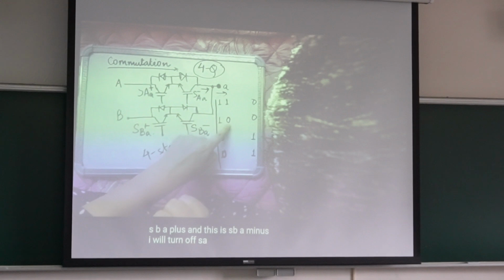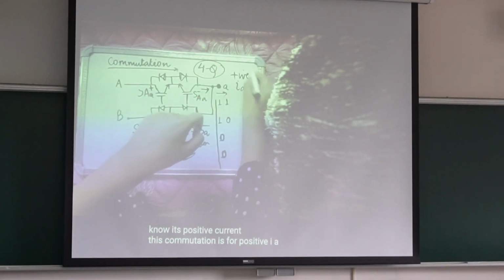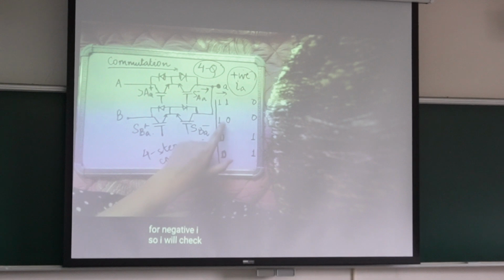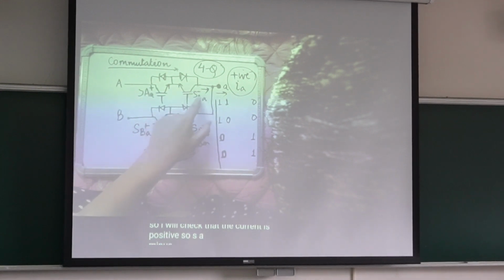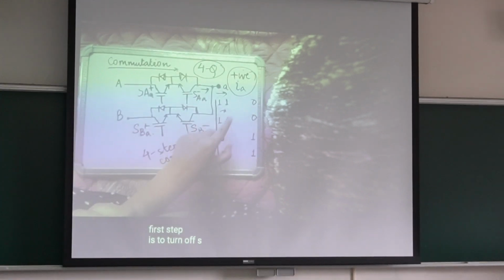I will turn off SAA minus because I know it's positive current. Now this combination we know is positive current. Similarly, this combination should be for negative current. So I will turn SAA off and check that the current is positive. SAA minus is anyway not conducting. So my first step is to turn off SAA minus.